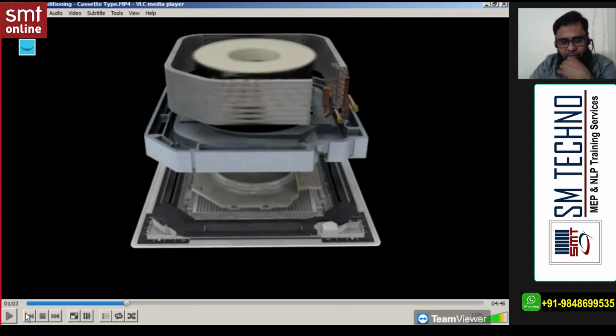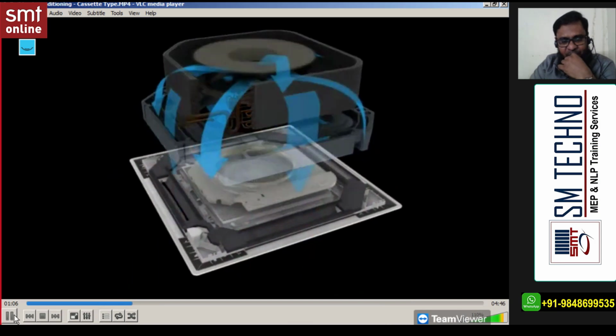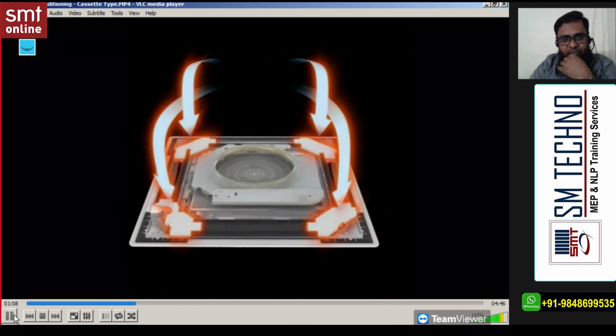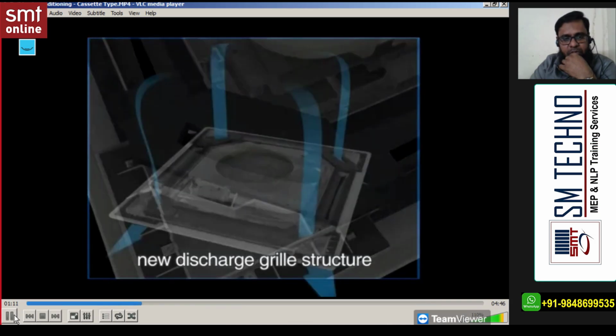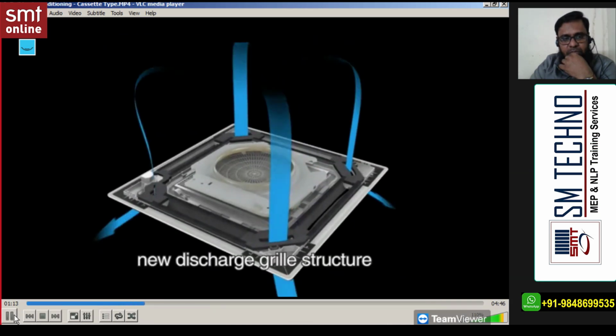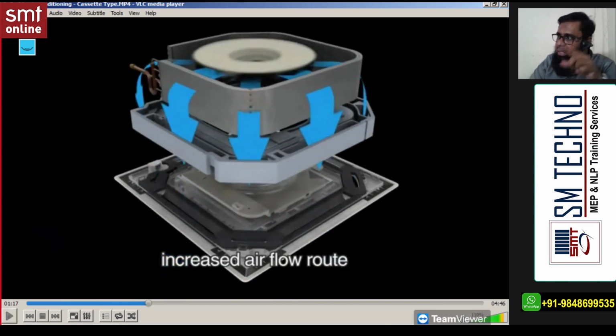You'll find the filter also here. You see the copper pipe. Again, this will connect to the outer unit, the same, because this is a type of split system. So you'll find the outer unit. Same concept, only the shape is different; the FCU type is cassette.